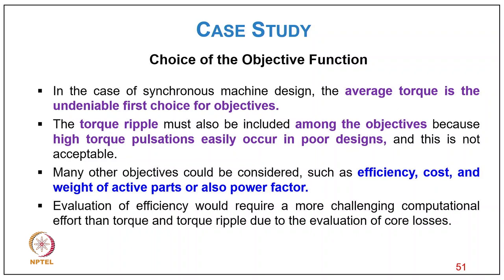And in case of synchronous machine design, the average torque is the undeniable first choice for the objective, and torque ripple must also be included among the objectives because high torque pulsation easily occurs in a poor design, and this is not acceptable. Many other objectives could be considered, such as efficiency, cost and weight of the active parts, and also the power factor. Evaluation of efficiency will require a more challenging computational effort than torque and torque ripple due to the evaluation of core losses.